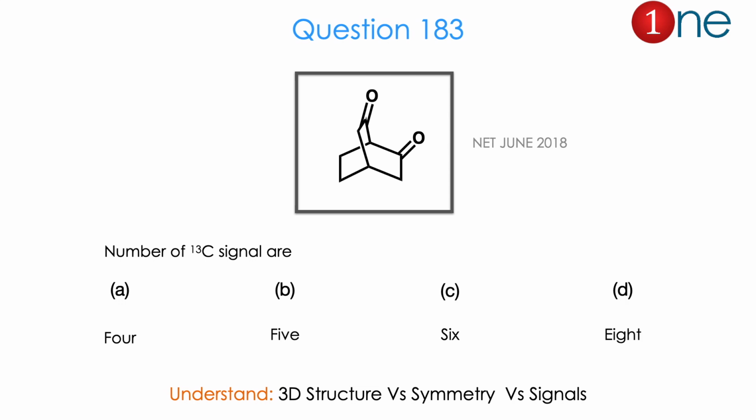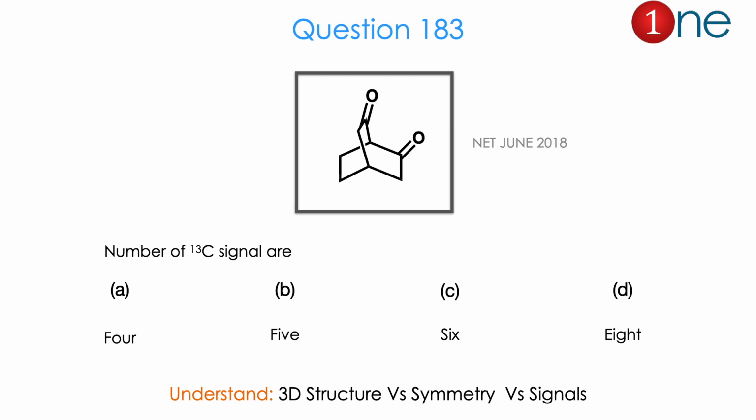Then let us look at the next question. You have a bicyclic compound with 2 ketones inside. They are asking the number of C13 signals. So you have to guess the structure and its 3D formation. They have given the 4 choices. The NMR signals can be 4, 5, 6 or 8.